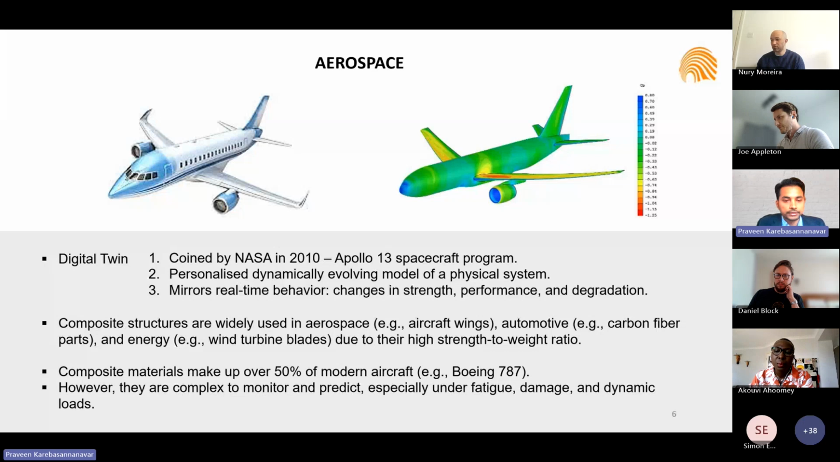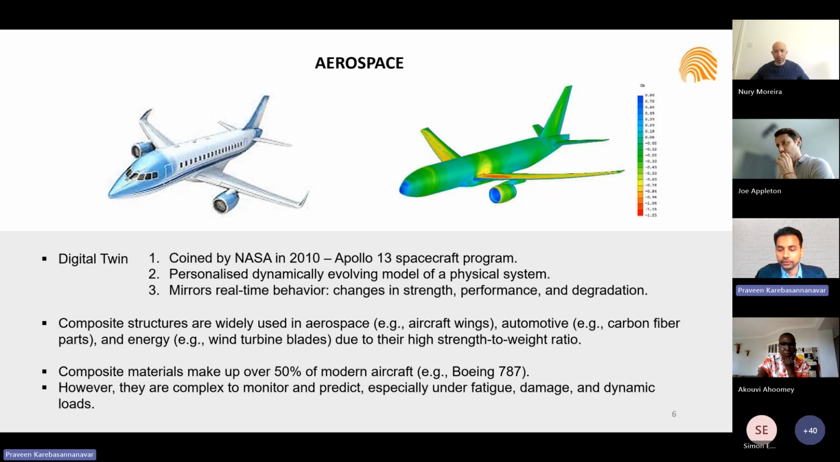And so the composite structure could be used anywhere, not just in aerospace but also in automotive. I will briefly cover that later onwards. Composite materials cover nearly 50% of the modern aircraft. So it is very much necessary and essential for aerospace to understand how things are really happening through the digital twin.